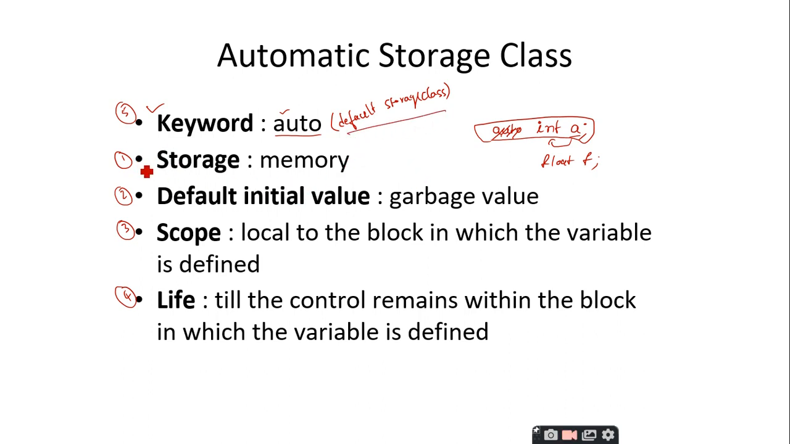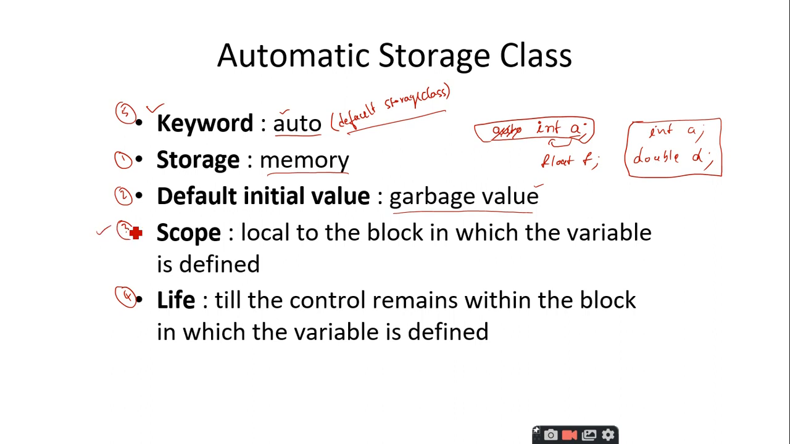The storage where these automatic variables are stored is the primary memory. The default initial value for these automatic variables will be garbage values. Till now, whatever we have seen in the programming part, we will be declaring a simple term like int a, double d, all these things. Remember that these variables are identifiers. They are automatically considered as automatic variables. They come under the category of automatic storage class. So all these automatic variable declarations will have garbage values.